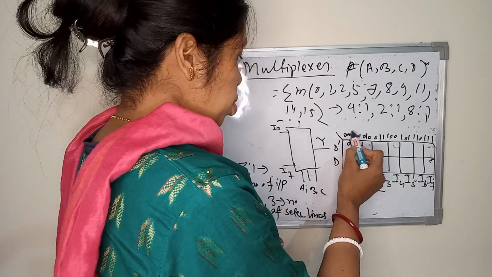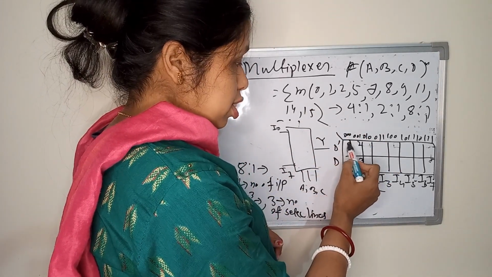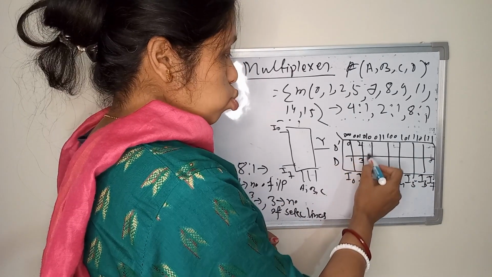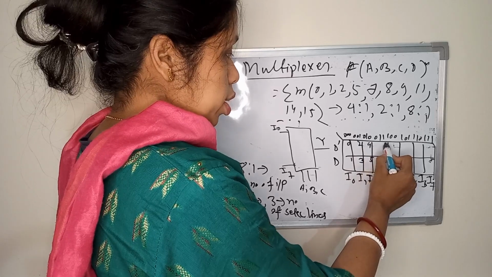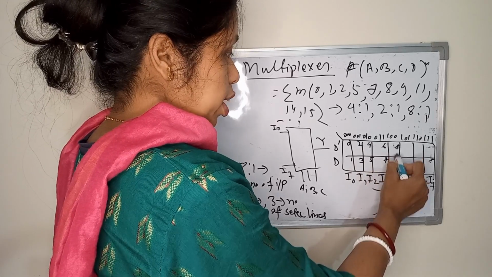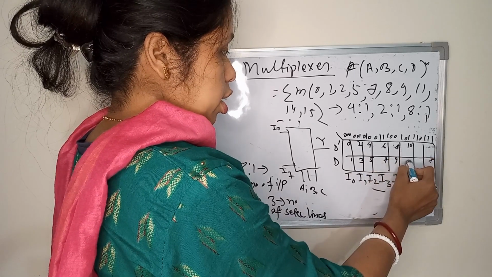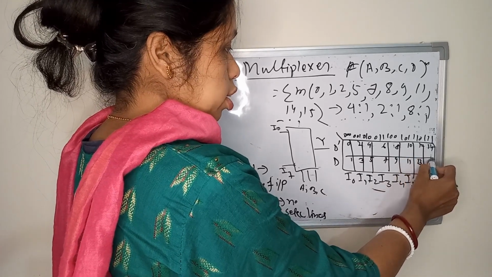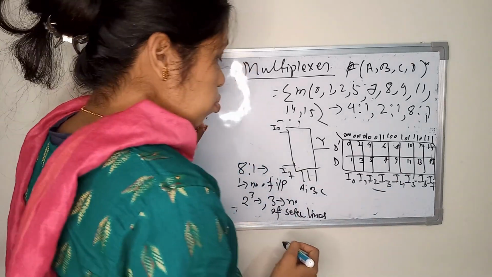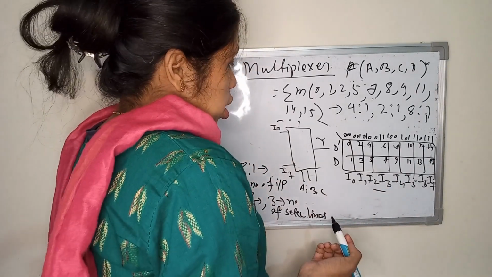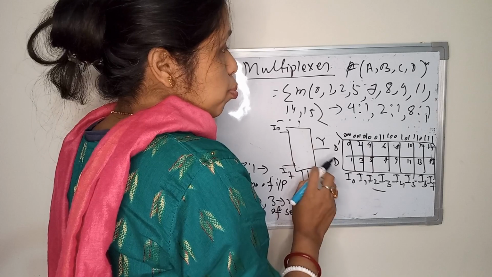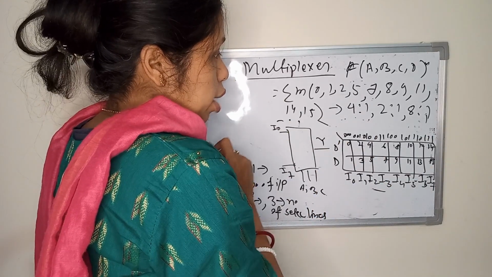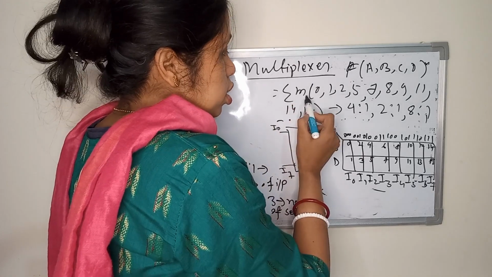Okay, so A prime, B prime, C prime, this is D prime, so this is 0. In this way I can give the numbering here: 0 1 2 3 4 5 6 7 8 9 10 11 12 13 14 15. Okay, now I will put the min terms in this map.